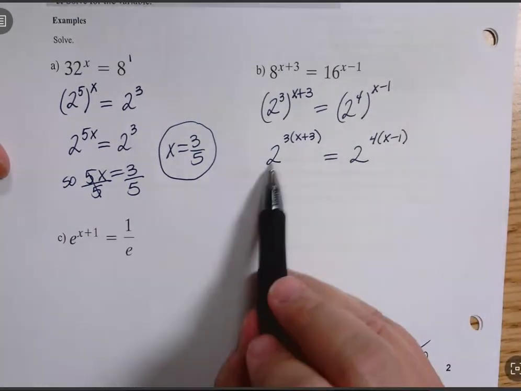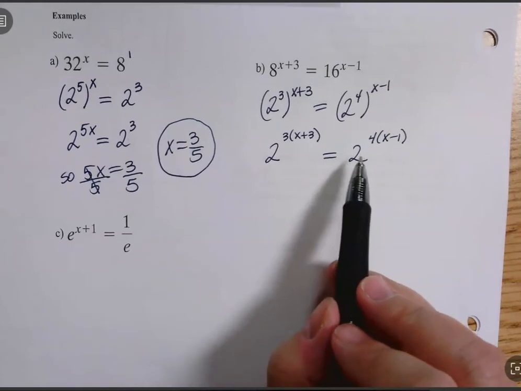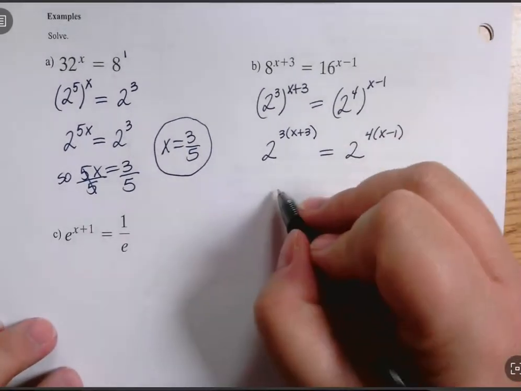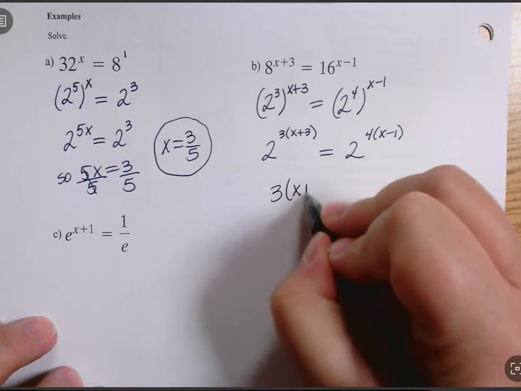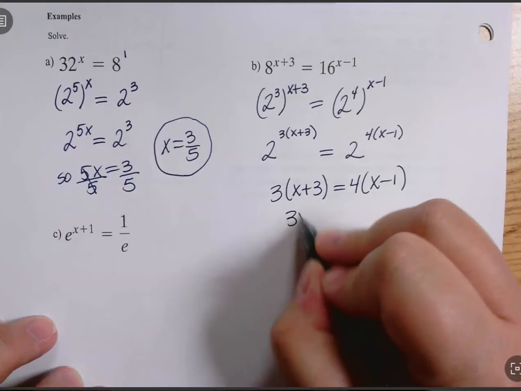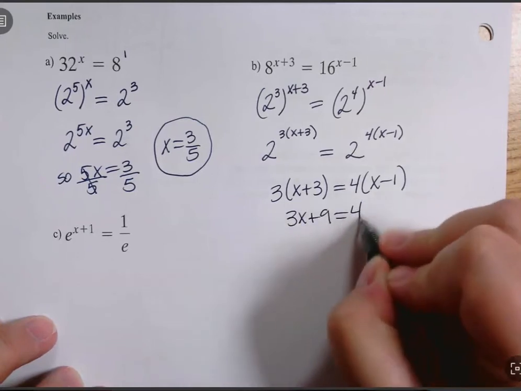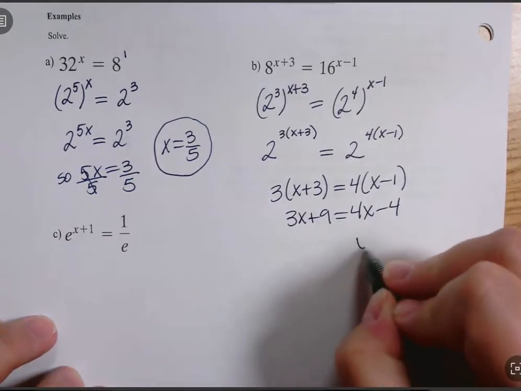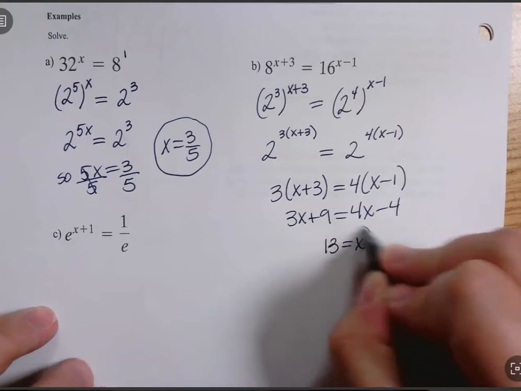Actually, I don't have to do it now. I can see that they both have 2 as the same base, so I can go ahead and just say that this must equal this. So 3x plus 9 must equal 4x minus 4. That gives me x equals 13.